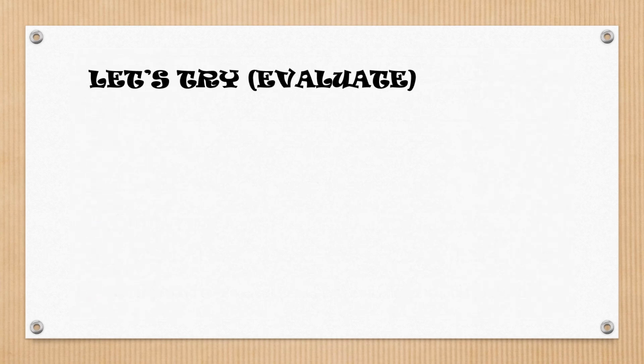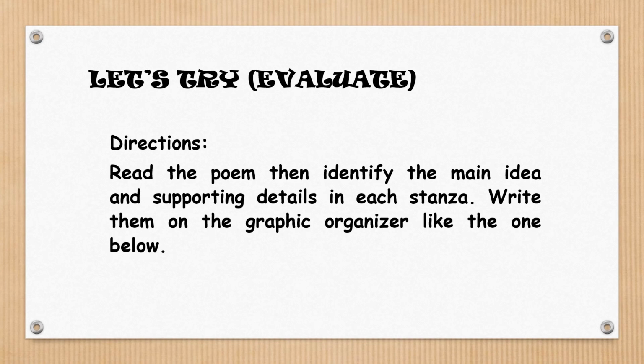For let's try or let's evaluate, we're going to test your skills regarding the comprehension of our topic that has been discussed earlier. So let's try if you can answer this on your own. So you're going to answer this on a clean sheet of paper, and let's read the direction. Read the poem, then identify the main idea and supporting details in each stanza. Write them on the graphic organizer like the one below.